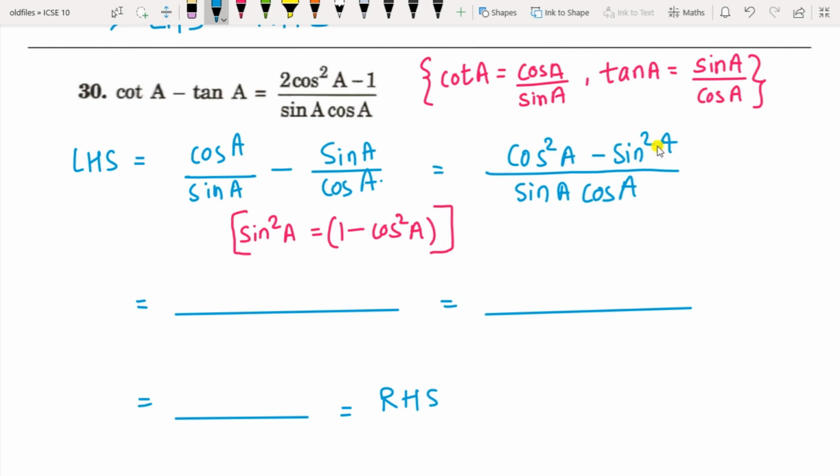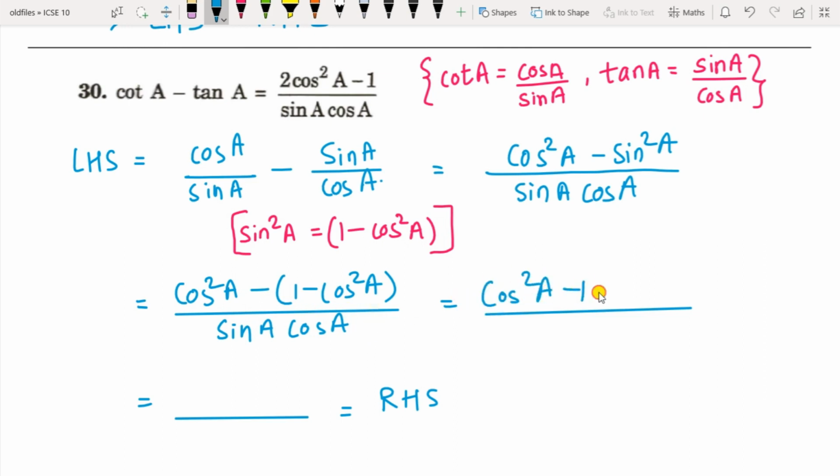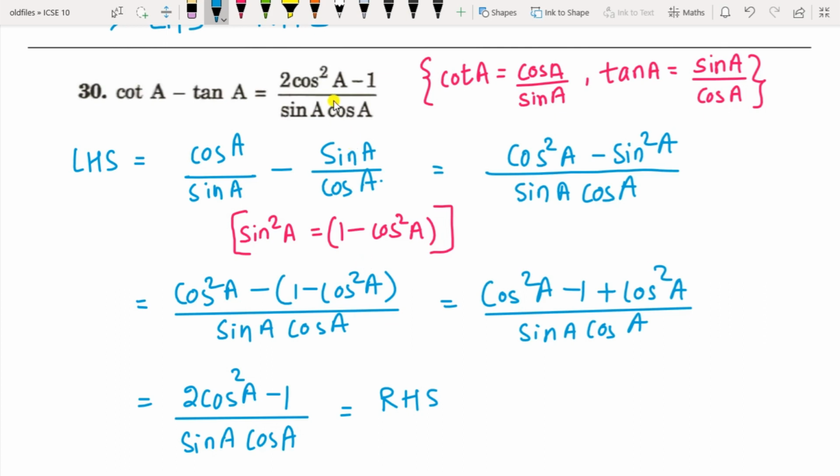Now in place of sin square A, I am substituting 1 minus cos square A. So cos square A minus bracket 1 minus cos square A, and the denominator as it is, sin A cos A. No sign means it is multiplication here. Now if you open the bracket, it will be cos square A minus 1 plus cos square A, and sin A cos A. So it is 2 times cos square A minus 1 upon sin A cos A, which is your RHS. Okay, so LHS equal to RHS, hence proved.